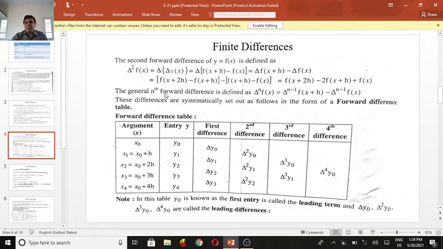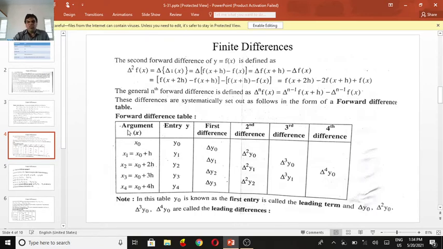Generally the nth forward difference is defined as del power n f of x equal to del power n minus 1 f of x plus h minus del power n minus 1 f of x. So this is the general formula for nth differences. These differences are systematically set out in the form of a forward difference table.